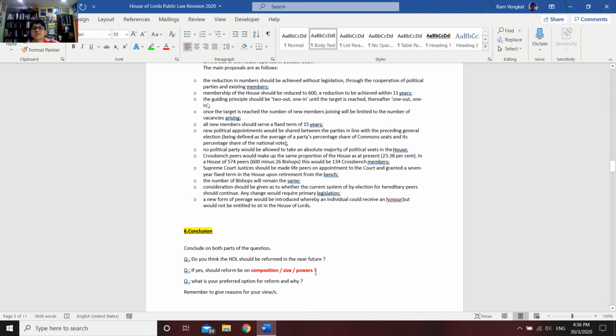So I'm not in favor of reforming the House of Lords' powers. Even with delegated legislation, I'm not in favor of reform of any powers. I believe the House of Lords performs a crucial checks and balance mechanism. In terms of composition, it would depend on what you think. So for instance, if you feel that there should be an elected element in the House of Lords, you can view that in your answer.